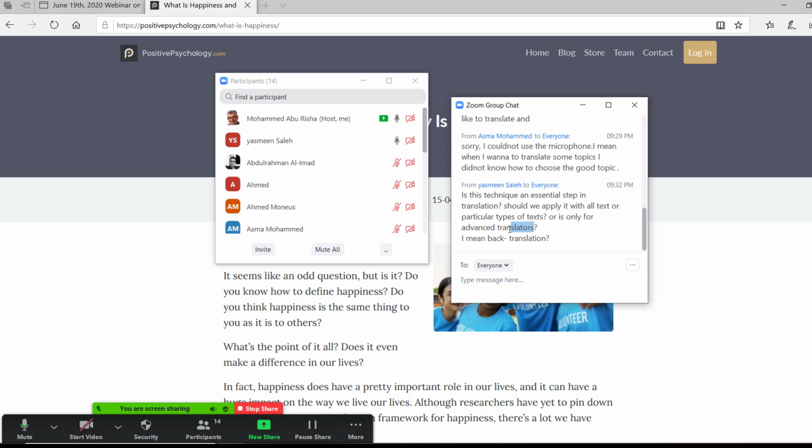Yes, I'm asking about back translation. Is it an essential step whenever we translate any text, or is it used only with particular types of text? Well, I see your point about, is it an essential technique in translation? Yes. Well, in fact, it's up to you, of course.